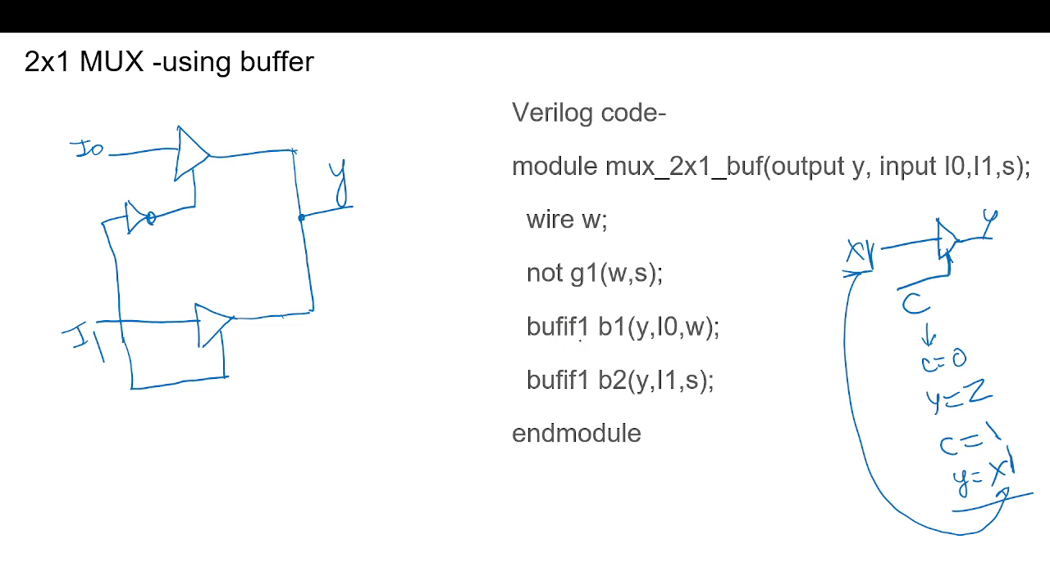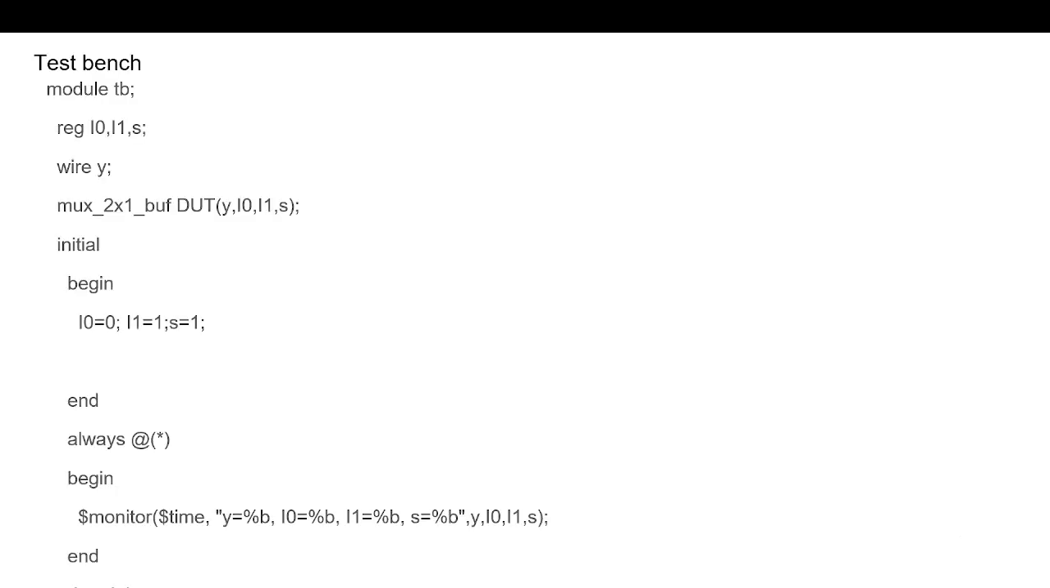Here bufif1 is the keyword primitive name, and then the output is Y, the input I0, and I am using S complement, and this W. So I will have I0, W, Y, and then I1, S, again Y. So I have shortened it, and endmodule. This is the 2x1 multiplexer using the buffer.